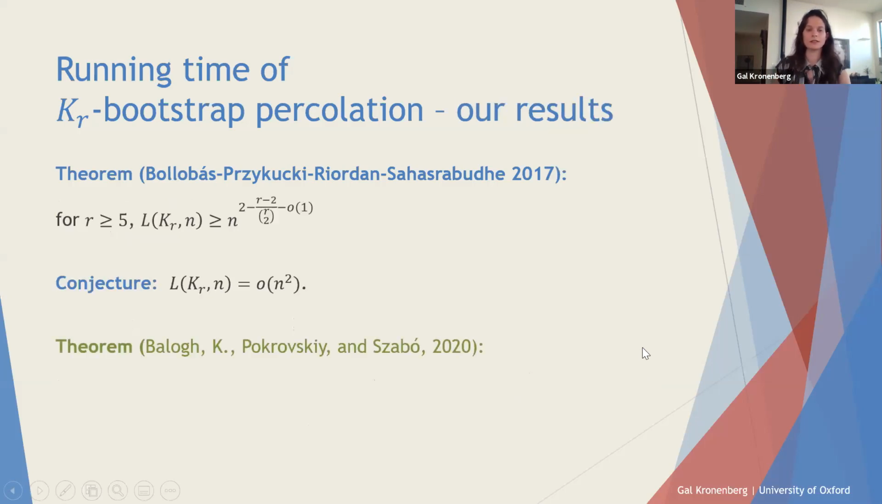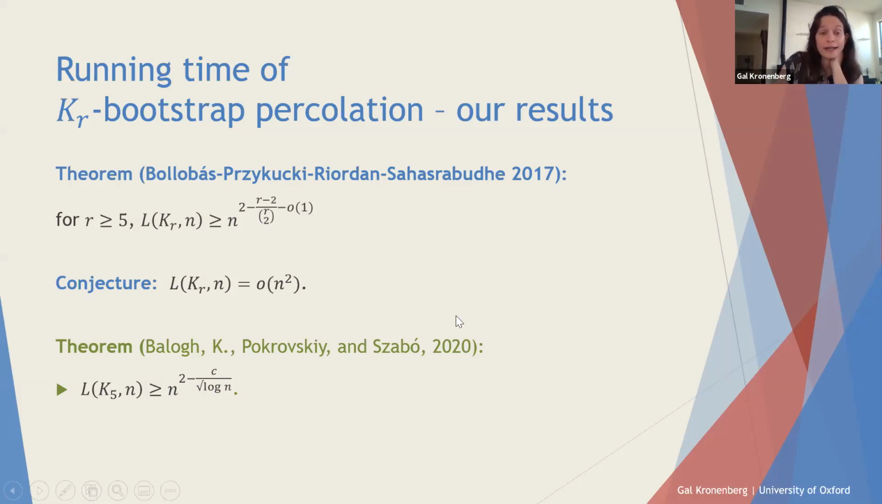Okay, so we studied also this problem afterwards, and we also showed some bounds. So the first bound will be for the K5 case. I'll just remind you that the previous known lower bound for K5 was n to the power of 13 divided by 8 minus little o of 1, and we showed that our lower bound is subquadratic, but very close. It's n to the power of 2 minus some little o of 1. So this is an improvement on the lower bound for the K5 percolation.